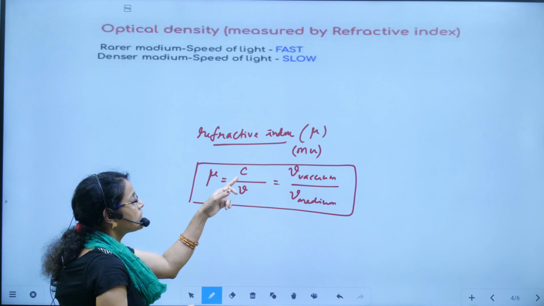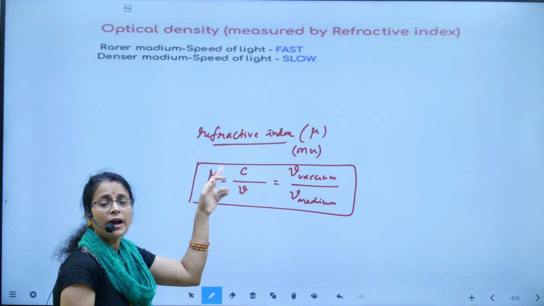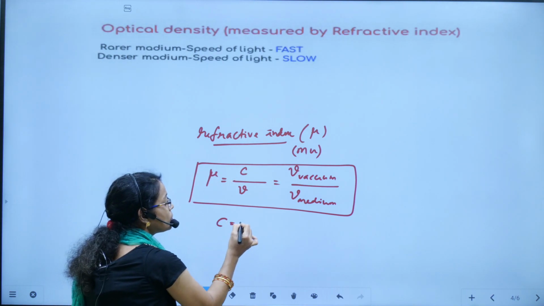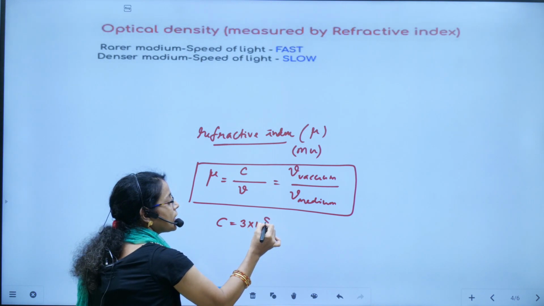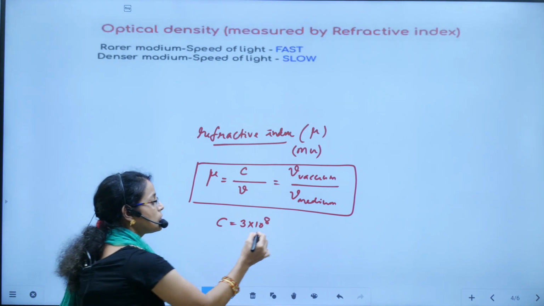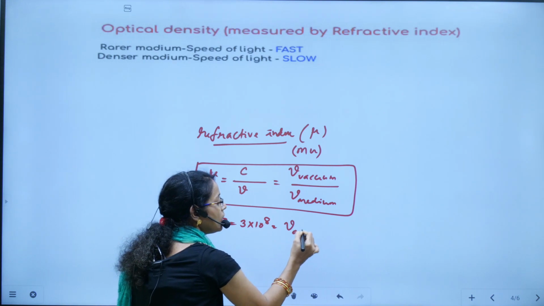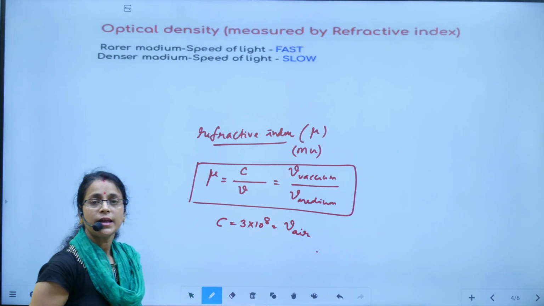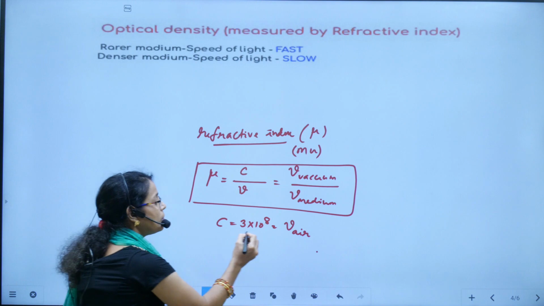Clear? So what is the speed of light in vacuum? I think all of you know this. C is equal to 3 into 10 to the power 8. Or we can say in air also it is the same thing. So the speed of light in air is also nearly the same as that of vacuum, 3 into 10 to the power 8 meters per second.